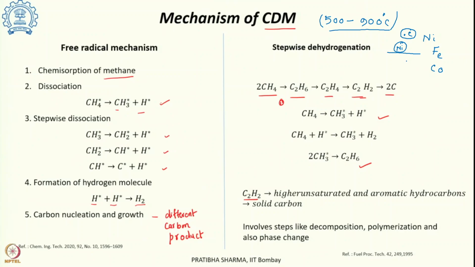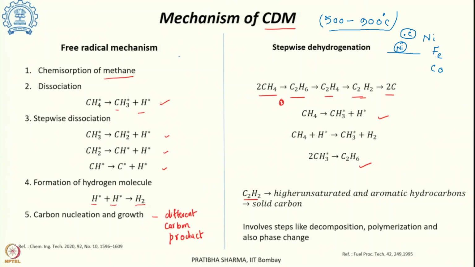What is our main motto? We have to design it in such a way that catalyst deactivation takes a longer duration. This is the main objective of the methane decomposition for hydrogen production process.